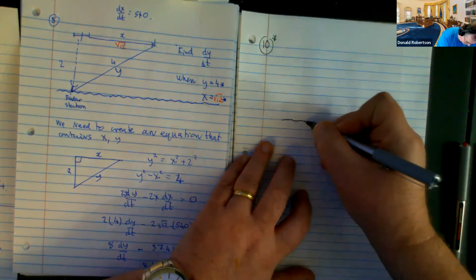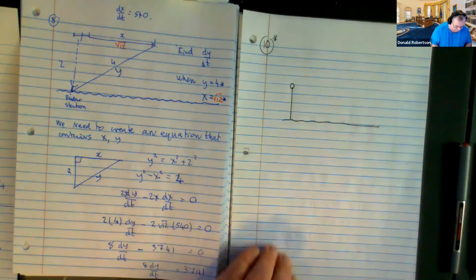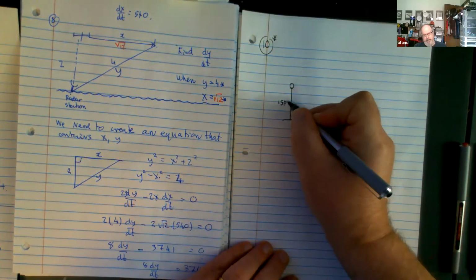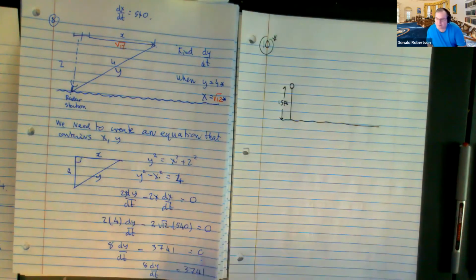So here's the ground. Here's the street light right at the top of a lamppost. I would call it a lamppost. And this is 15 feet, which means this distance is fixed, right? Lampposts don't change height, right? Whatever they are now, they're going to be the same height in 10 seconds from now.